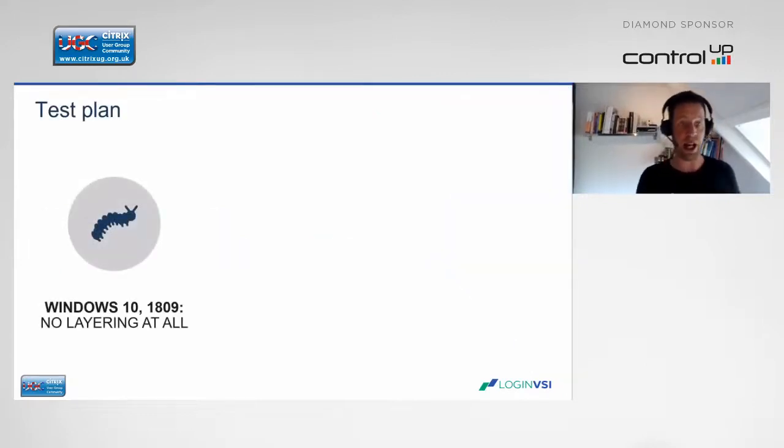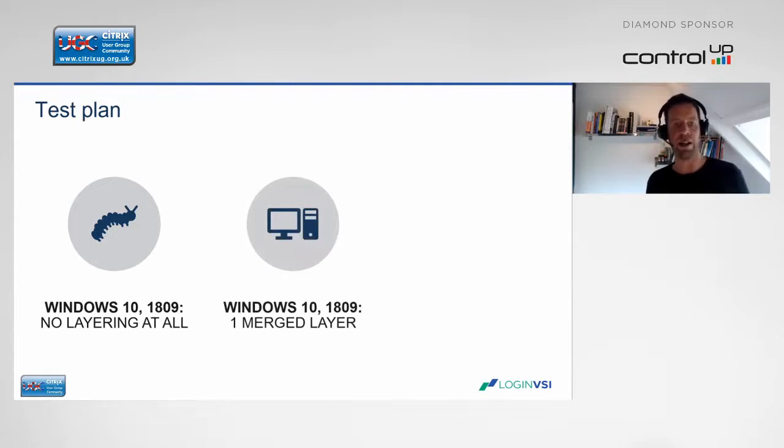First of all, I made a test environment with Windows 10 1809, no layering at all. That's our reference, right? We just want to know, hey, if I don't do anything to it, how is it performing? Secondly, I created a Windows 10 1809 image with just one merged layer. So all of the applications are put into the image and are run from there. Do we see a performance impact?